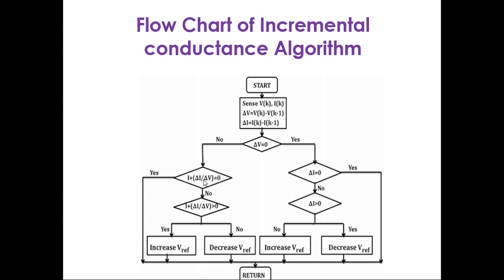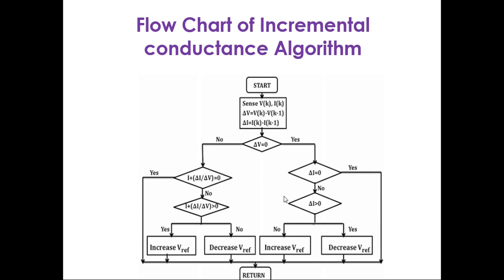If it is yes, then this fraction is very small, so again we can return. But if no, then we'll check whether this is greater than 0 or less than 0. If it is greater than 0, then we can increase the reference. If it is less than 0, then we can decrease the V reference.